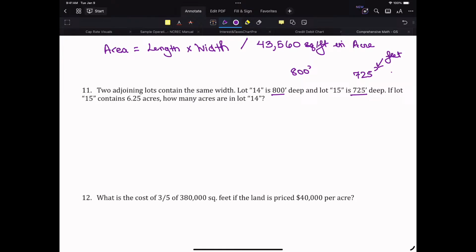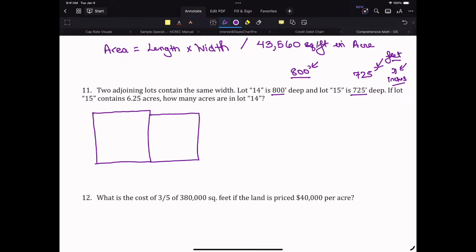And if there was inches, it would be a double mark. So feet is when it's just one, and this is inches. We just assume you know that, but some people don't know that. I didn't know that when I first started, so I like to tell y'all this. Anyway, this lot is 800 feet deep, and the other lot is 725 feet deep. So let me make two rectangles. They don't have to be perfect.